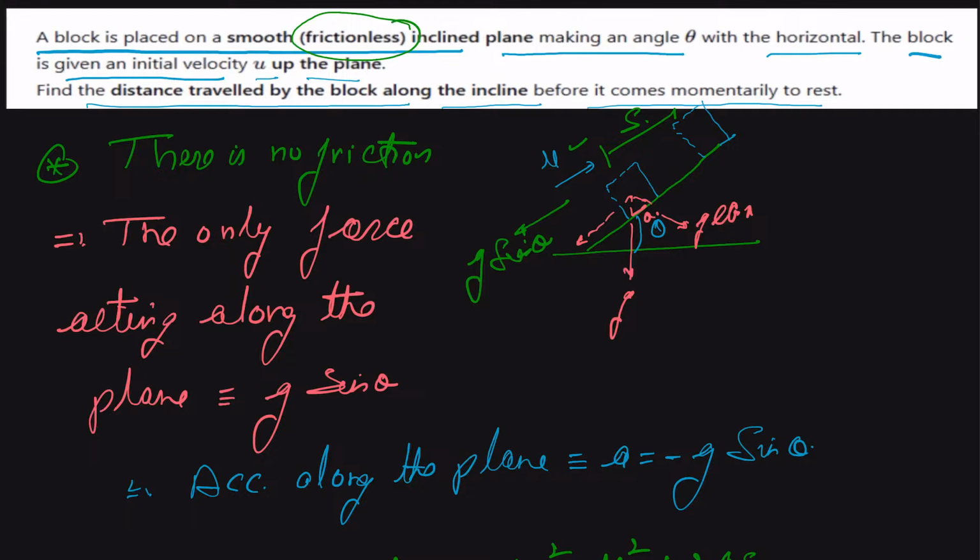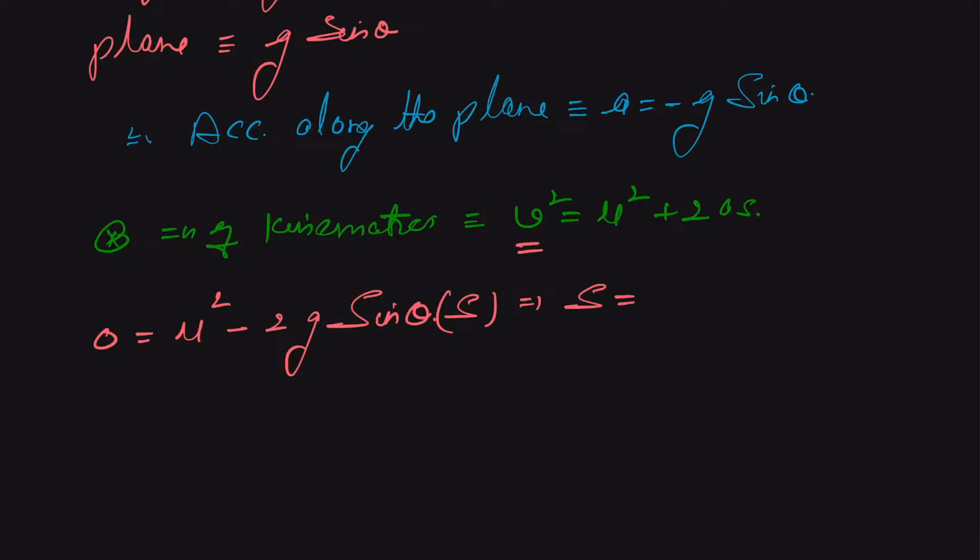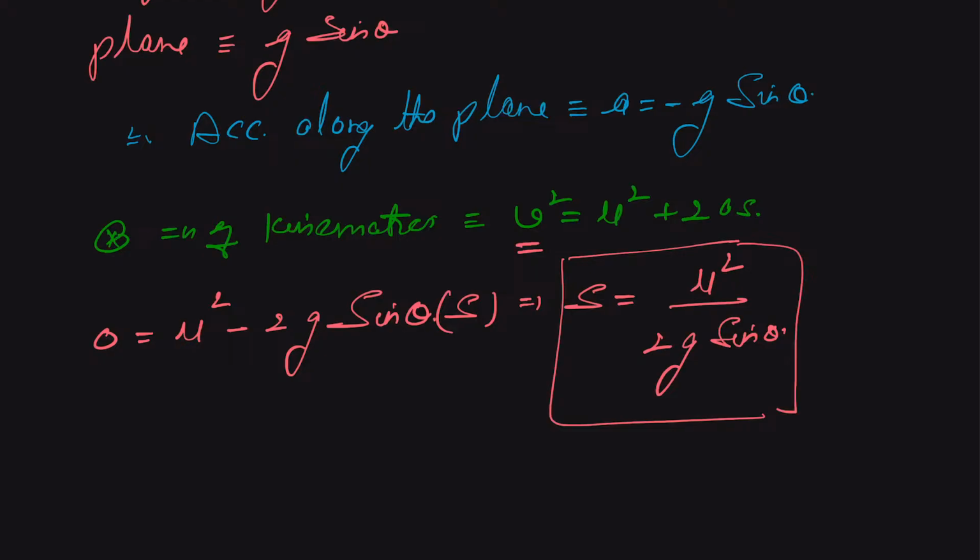at which it comes momentarily to rest, and momentarily at rest means the final velocity will be equal to 0. So we get 0 is equal to u square, initially we know it is our velocity u, and this will become minus 2g sine of theta times s. Therefore from here we get that our s will be equal to u square over 2g sine of theta. So this is the distance traveled before it comes momentarily to rest.